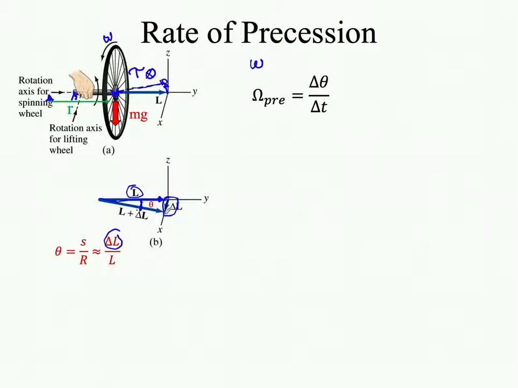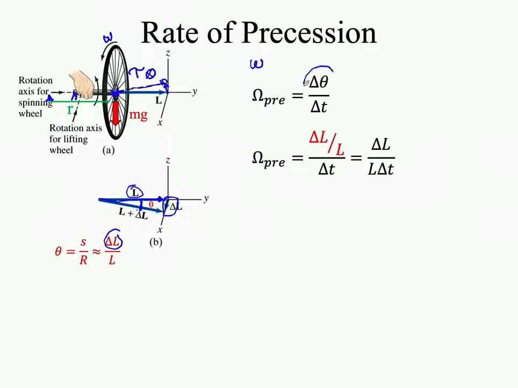It's a straight line. But again, if I let delta t approach 0, this approximates a straight line. Why am I using this side and not this side for my radius? This one's probably a little bit easier to work with. All right, so solving this one.